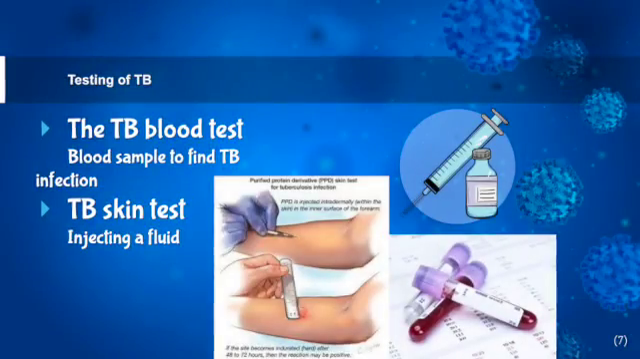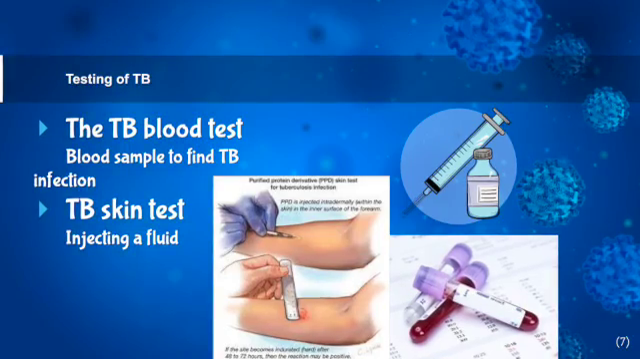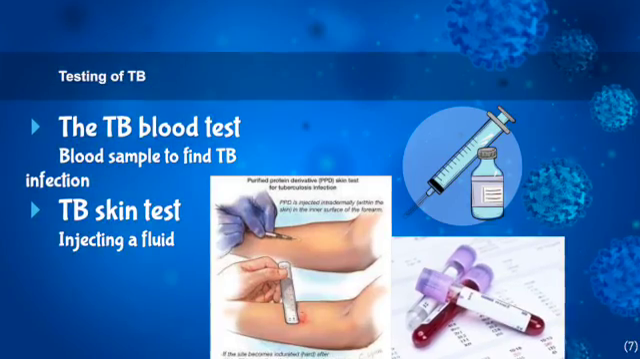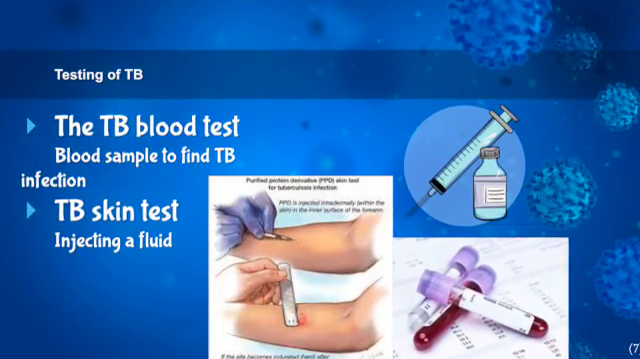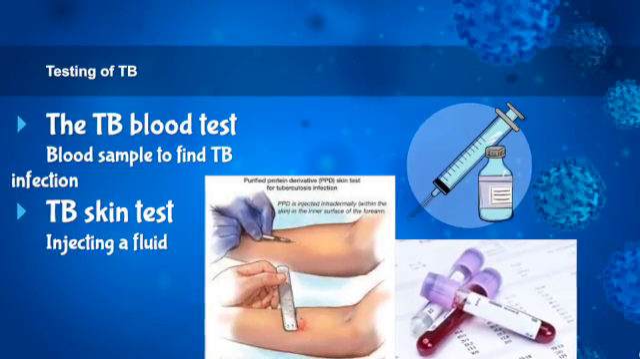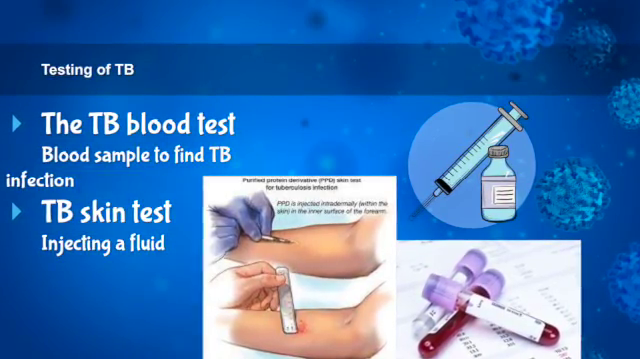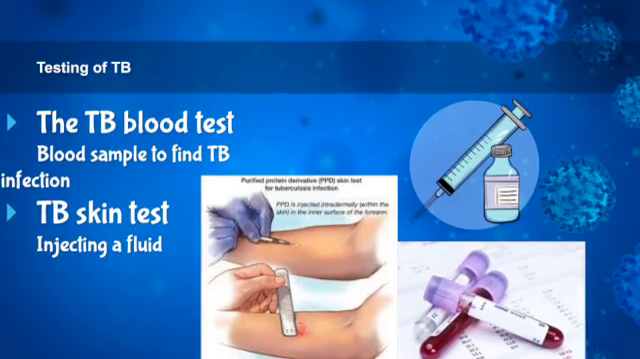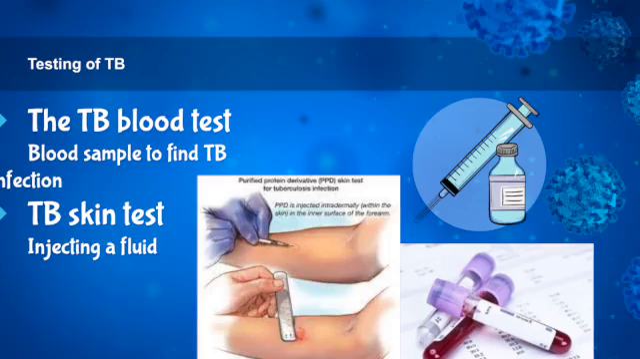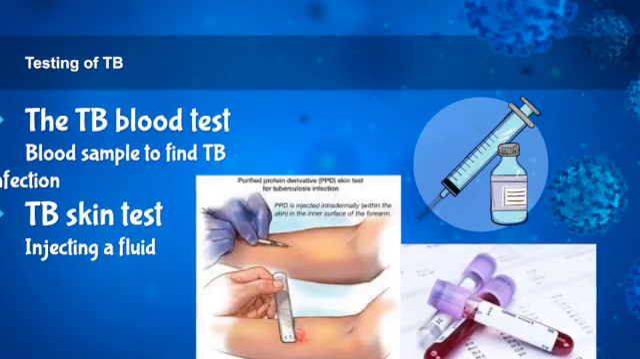Testing for TB. There are 2 kinds of tests that are used to determine if a person has TB, the TB blood test and the TB skin test. The blood test uses a blood sample to find TB infection in you. A TB skin test is performed by injecting a fluid into your skin on the lower part of your arm. If you take the skin test, you must return within 48 to 72 hours to have a healthcare worker look for a reaction in your arm.